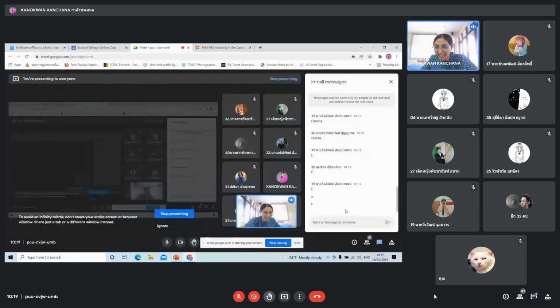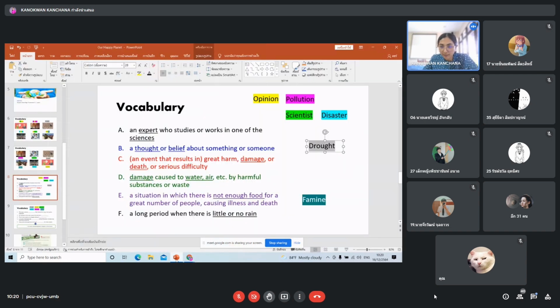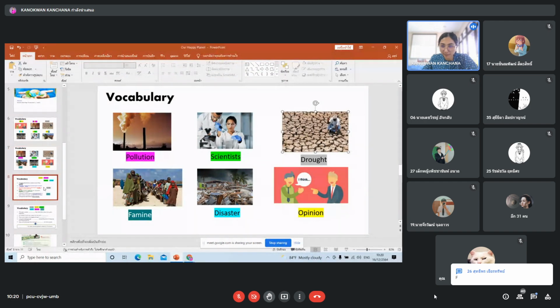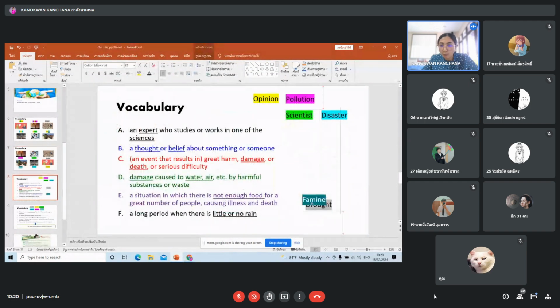Okay, Kitinan mentioned F. Can I have more students, another three students, to share with me? Let me go back here again. Drought. And this is the picture of drought. Tipon also mentioned F: little or no rain.